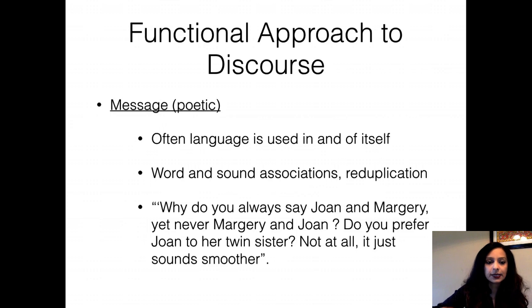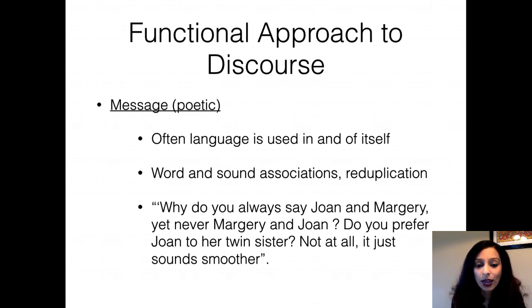The poetic function of language or the message function of language is very often things like reduplication, where you talk about, I want two of those, right? Or I want a salad, right? Not just any salad, but I want a salad, and that kind of thing.